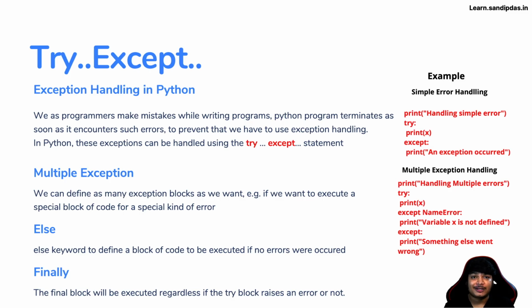Now let's learn about the finally block. The finally block will be executed regardless of whether the try block has an error or not, so it will be executed no matter what. Now let me show you how it works, then it will be much clearer to you.